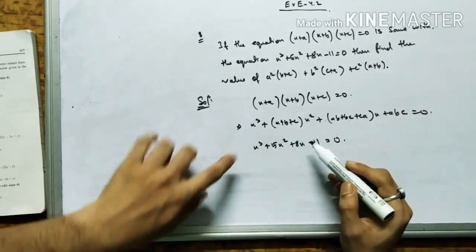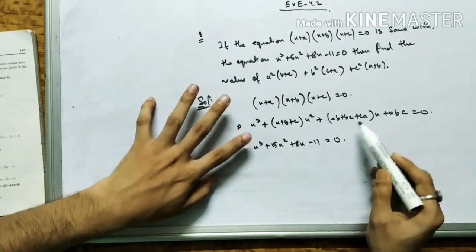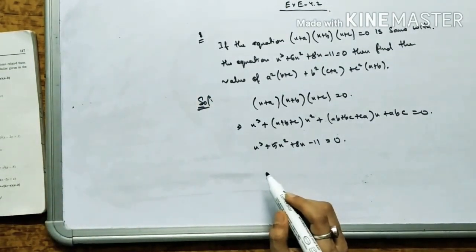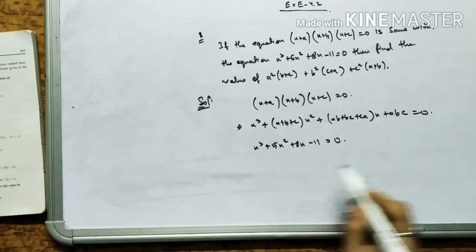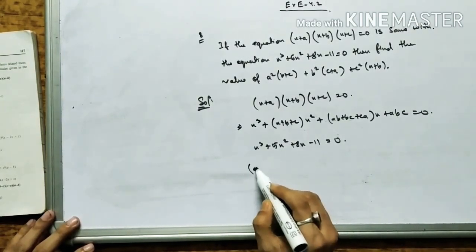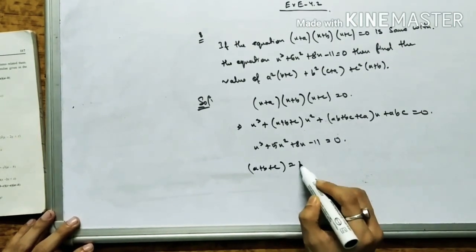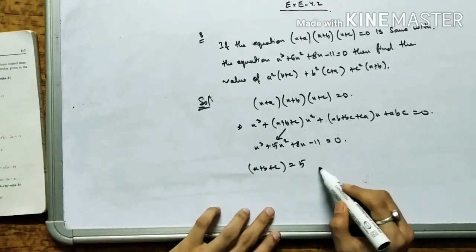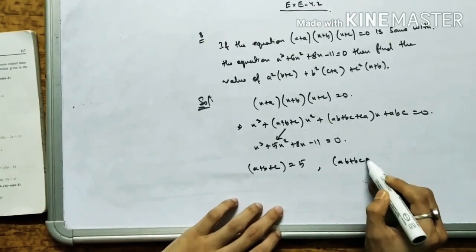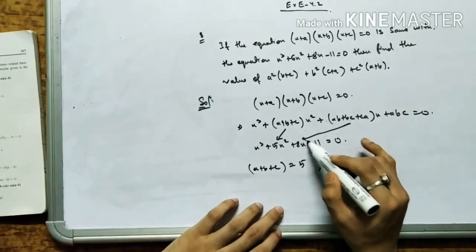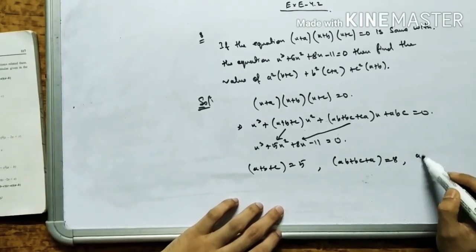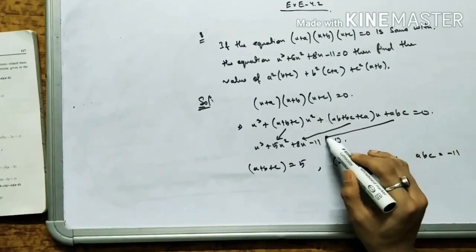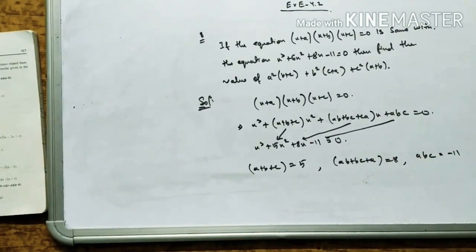Since these two equations are the same, if I equate the coefficients, I will get a plus b plus c equals 5, then ab plus bc plus ca equals 8, and abc equals minus 11.